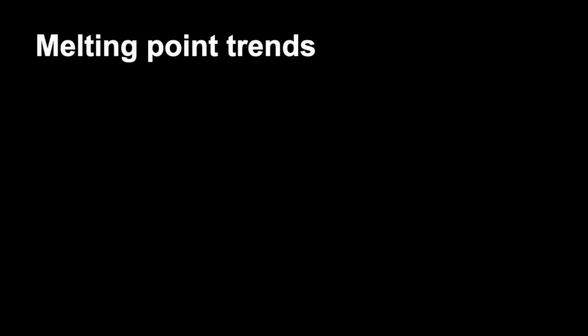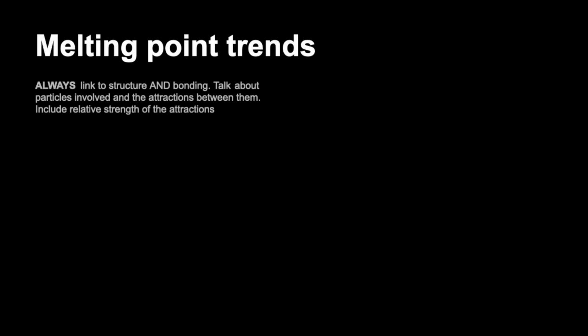Moving on to melting point trends now. So when you're asked to describe melting point trends, maybe across a period, you've got to link to structure and bonding. So you need to talk about the particles involved and the attractions happening between them, and always include relative strength of attractions when you're doing a comparison. So I've got two slides for this, period 2 and period 3.